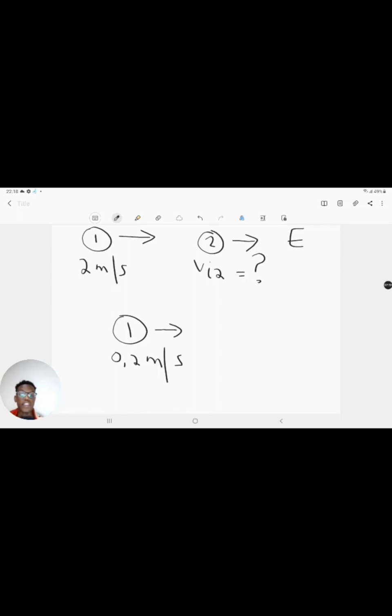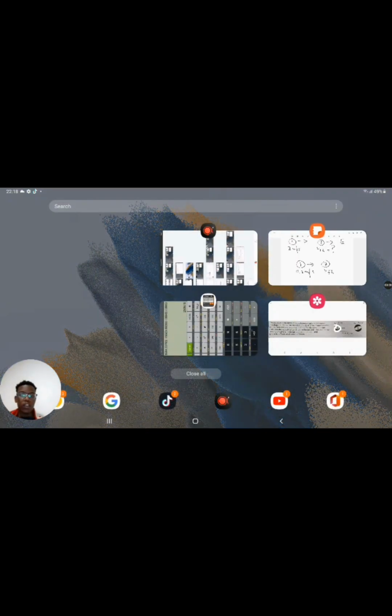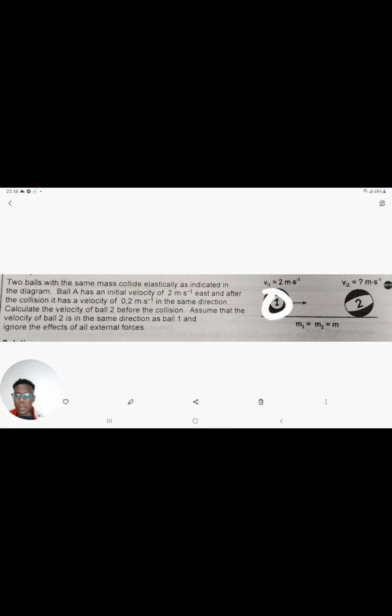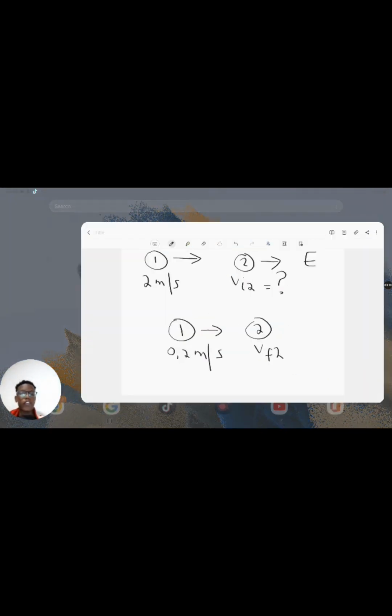This is after it collided with ball 2, but we are asked to calculate the initial velocity of ball 2, so we also don't know the final velocity of ball 2. We are asked to calculate the velocity of ball 2 before the collision, assuming that it is in the same direction.